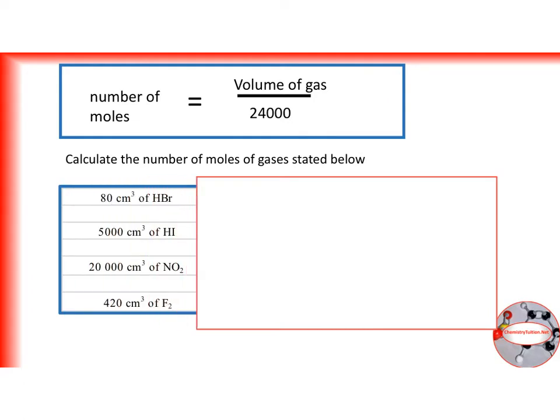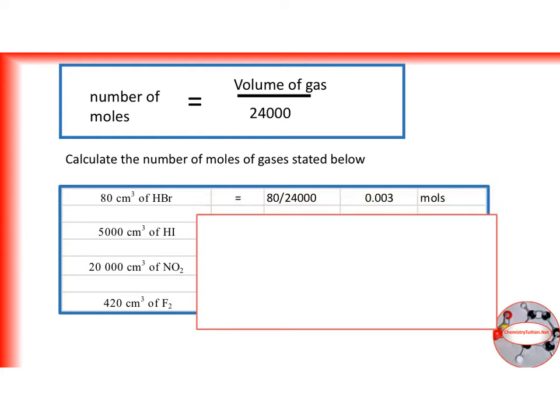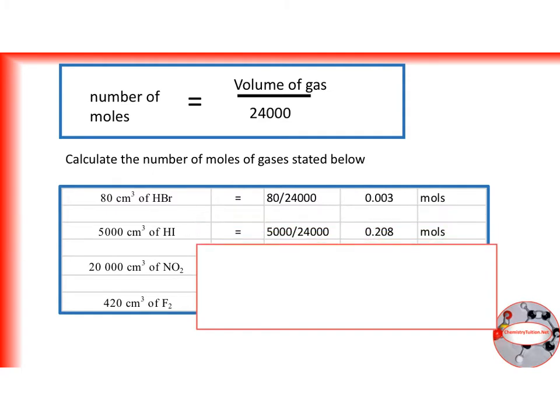So 80 centimeters cubed of hydrogen bromide. It's just going to be 80, which is my volume, divided by 24,000. And that's going to give me 0.003 moles. So let's do one more together. So we've now got 5,000 centimeters cubed of hydrogen iodide. So it's just 5,000 divided by 24,000. And that comes to 0.208 moles.